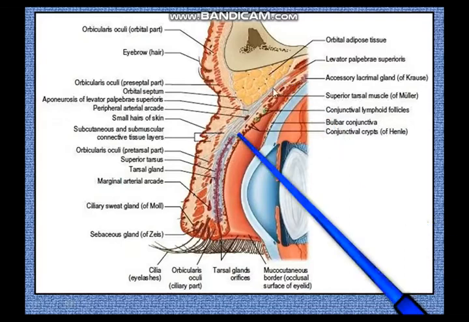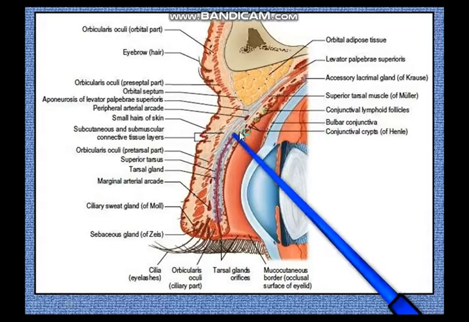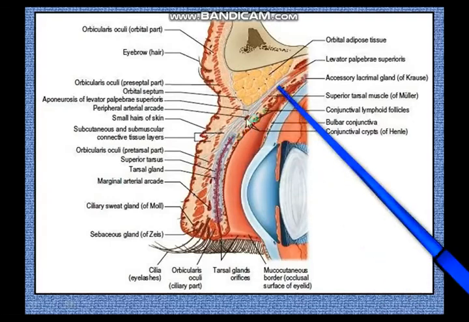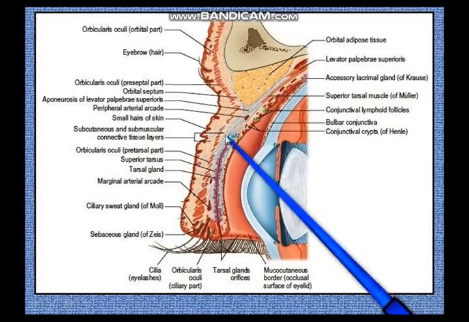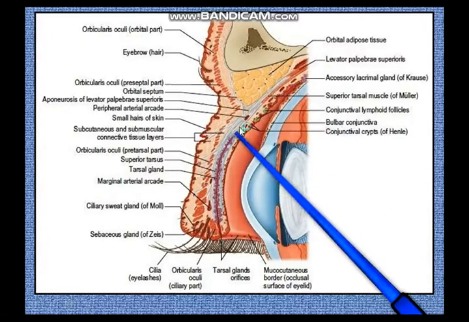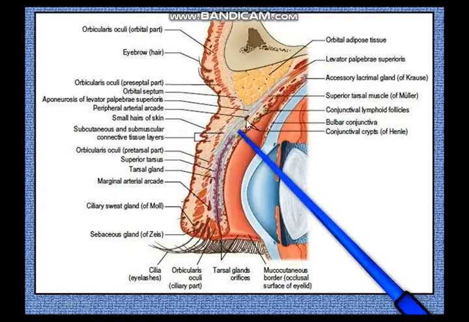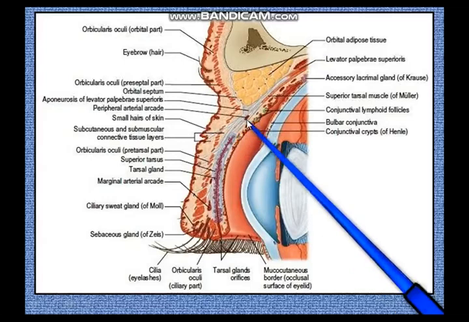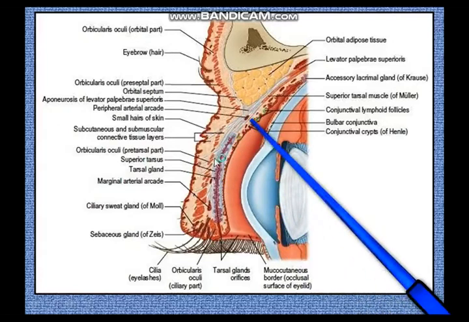Now the part of the levator palpebrae superioris that is attached to the tarsus is a thin sheet of muscle tissue which is called Müller's muscle, and it is involuntary muscle. It has a sympathetic innervation, unlike the levator palpebrae superioris which is innervated by the oculomotor nerve. So a thin delaminated part of the levator palpebrae superioris is the superior tarsal muscle or Müller's muscle, which is involuntary in nature, and it is attached to the superior tarsus over here.